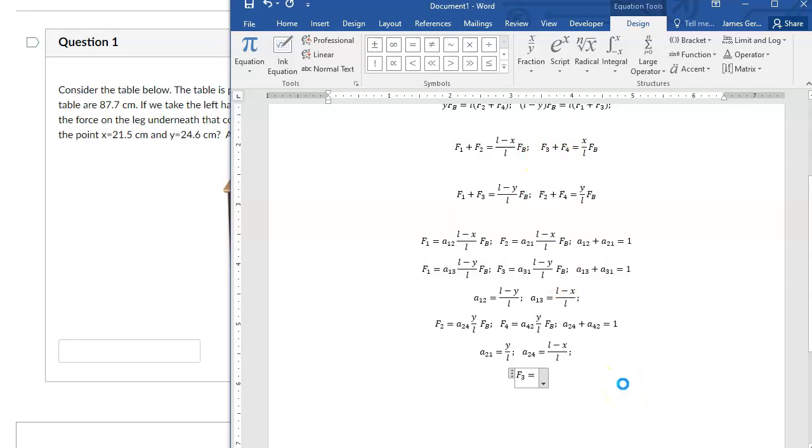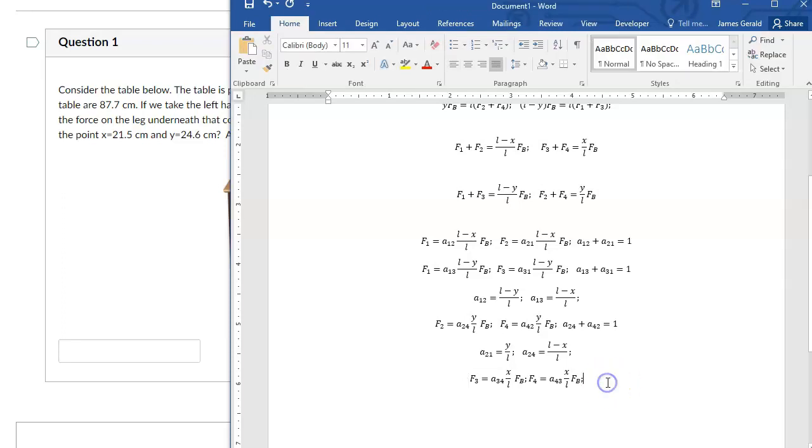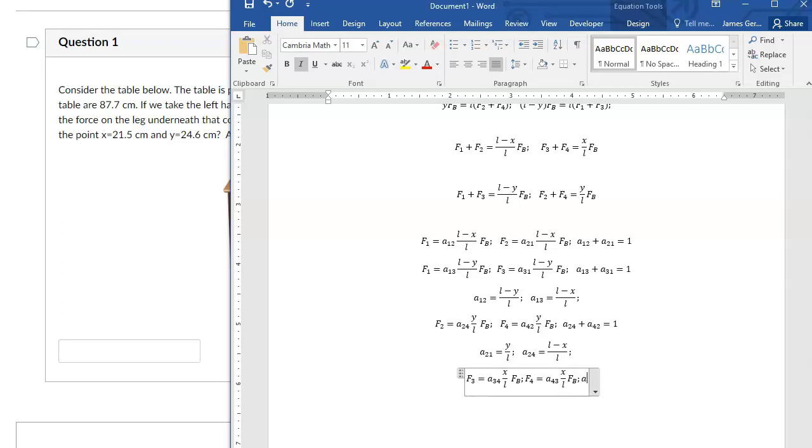F3 is also A34 onto X over L times FB. And from that same equation, F4 is A43 onto X over L times FB. And again, we can't forget that A34 plus A43 equals 1, right?